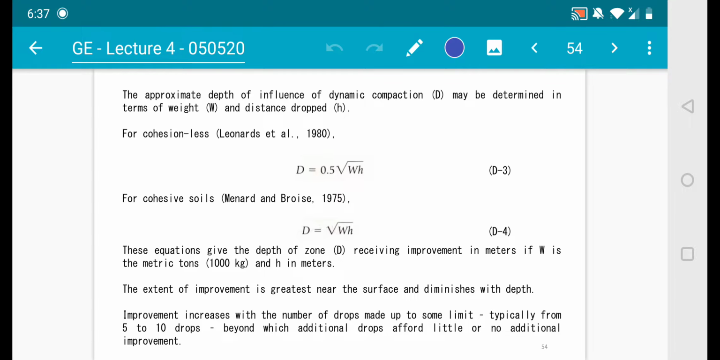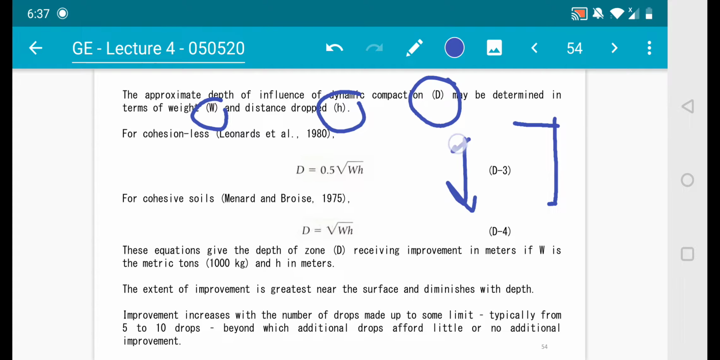The approximate depth of influence of dynamic compaction, D, may be determined in terms of weight and distance drop. So there's a relationship, a simple one, between the depth, the weight, and the distance drop. Okay, if you draw it, the distance drop, the weight, and the depth, it goes down under.